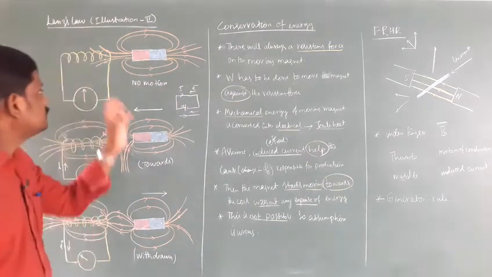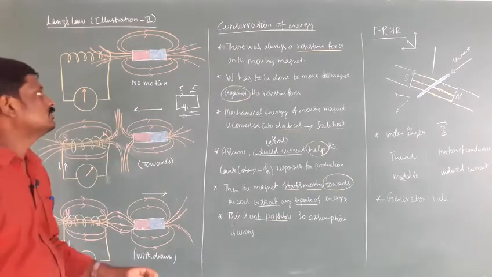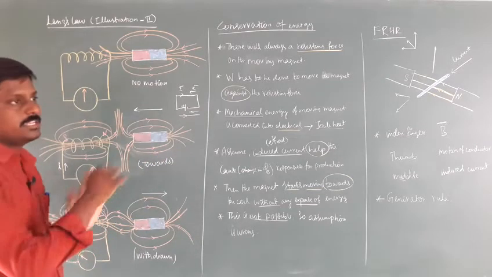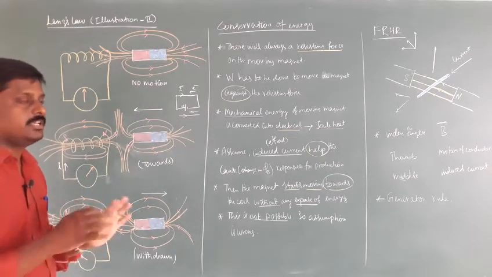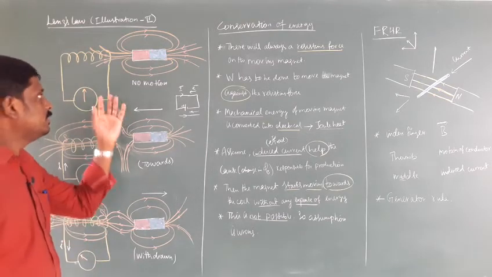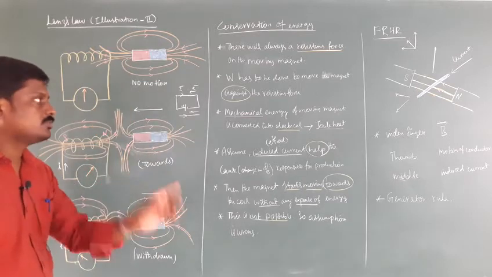First, Lenz law. The direction of the induced current is always opposite to the cause responsible for its production. When there is a change in magnetic flux linked with the coil, an induced EMF or induced current is produced in the coil. The induced EMF and the change in magnetic flux are always in opposite directions.